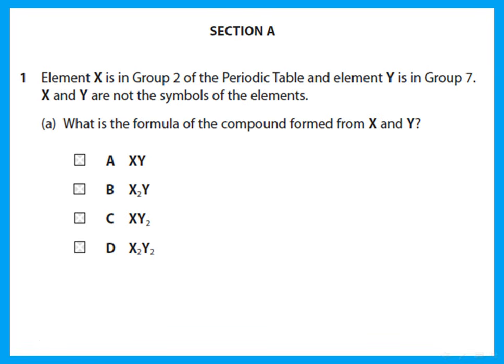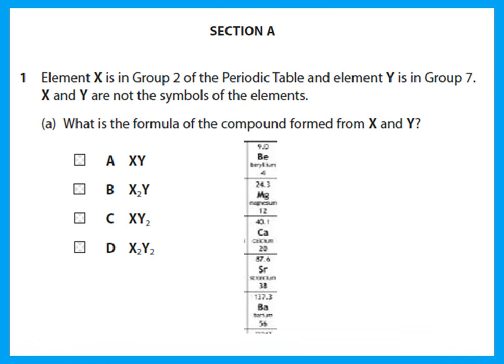So the first question is: element X is in group 2 of the periodic table, and element Y is in group 7. What is the formula of the compound formed from X and Y? So he's looking at something in group 2 with something in group 7. Remember that that means that they are ionic compounds, and anything in group 2 will have a valency of 2. So I should have 2 under the Y. And Y is in group 7, so it has a valency of 1. So if I'm going to write the formula, it will be XY2.